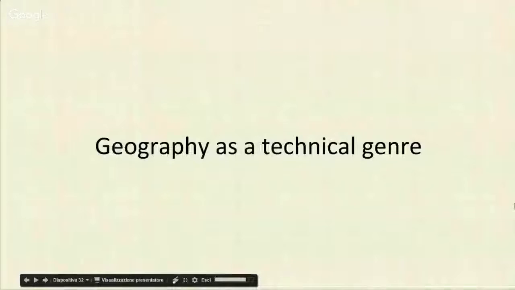So, can you see my screen? Yes. I think it's starting. Yes, it works. Can you hear and can you see?